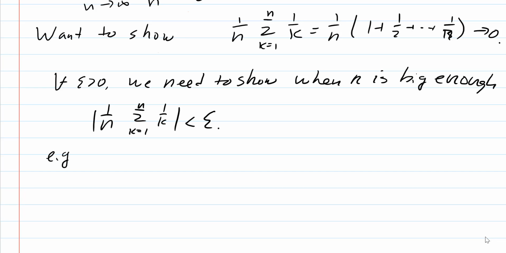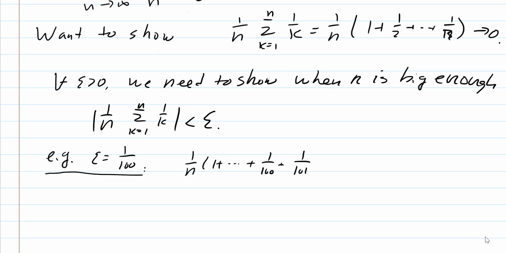For example, over here, let's say epsilon is equal to 1 over 100. Okay, I'm going to find a very specific little n, so that when n is bigger than that, then it's going to be less than epsilon. So we're going to do this. And the idea is, look at this sum over here. We look at 1 over n and 1 plus, say we have 1 over 100 and plus 1 over 101, and I keep going until 1 over n.